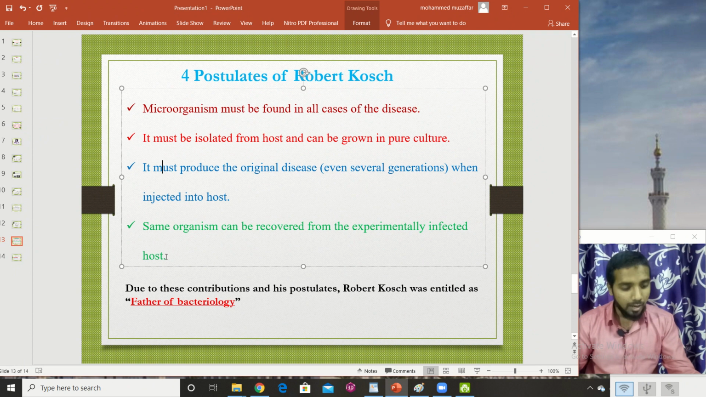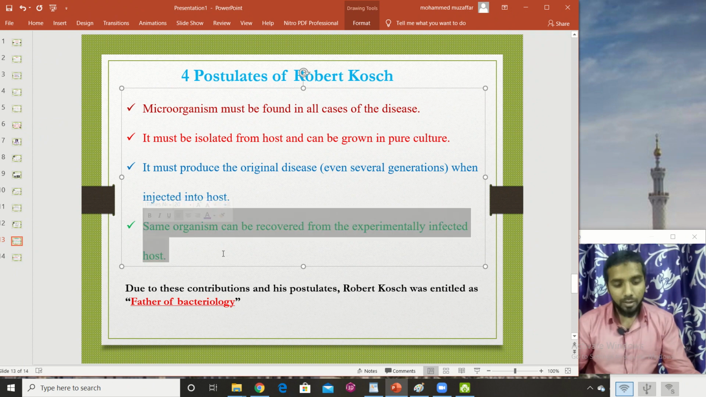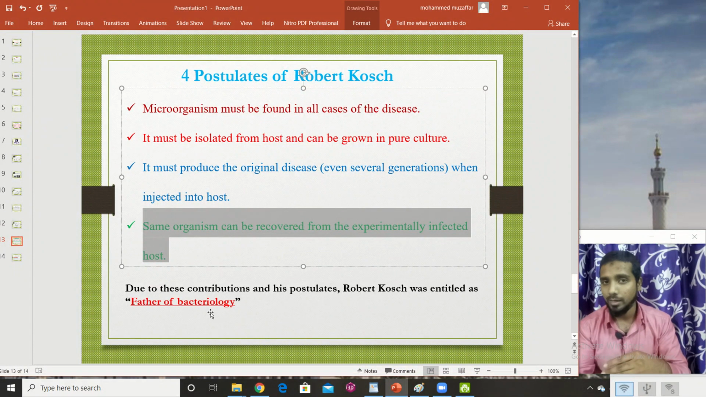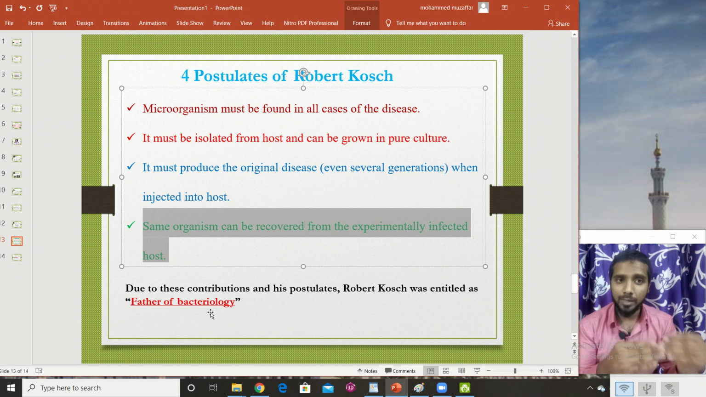Now the last, same organism must be recovered from the experimentally infected host. What does it mean? As per the experiment, he first isolated a bacteria from the cattle, right? He cultured it and gave it to the mice. It is not a condition where from the cattle he got a different bacteria and from the mice it was a different bacteria. It was not the case. It was the same bacteria that he isolated from the cattle as well as from the mice.